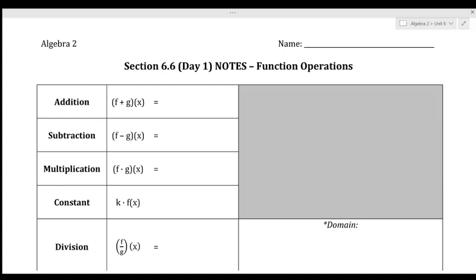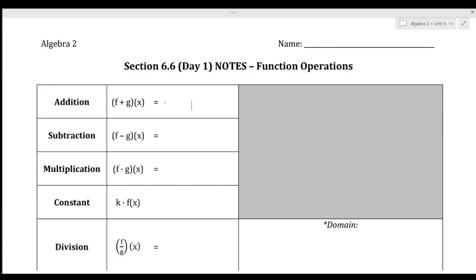Good morning, Algebra 2. We're going to get started on section 6.6, day 1, about function operations. So this is really intuitive. It's very easy. I feel like you guys aren't going to have a terrible time with this because we've kind of done a little bit of this before, just now with crazy notation.